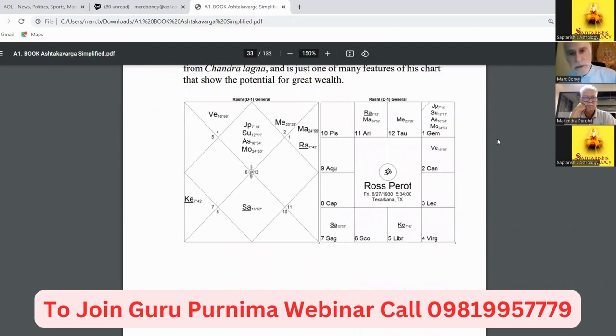And here I wanted to show you the chart of a billionaire, a man by the name of Ross Perot. You know, had extreme wealth. And you can see there, if you look at his 11th house, you can see that Mars is the 11th Lord in the 11th house. And as one of the indications of his chart, one of the things that shows the static potential for the wealth that he ended up experiencing in life. But of course, there are other Dhana yogas here.